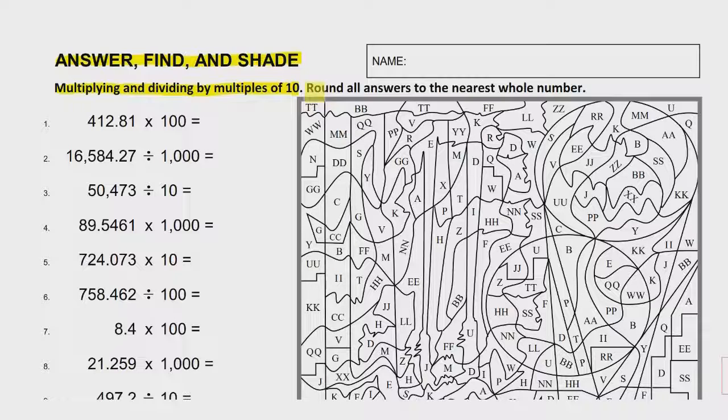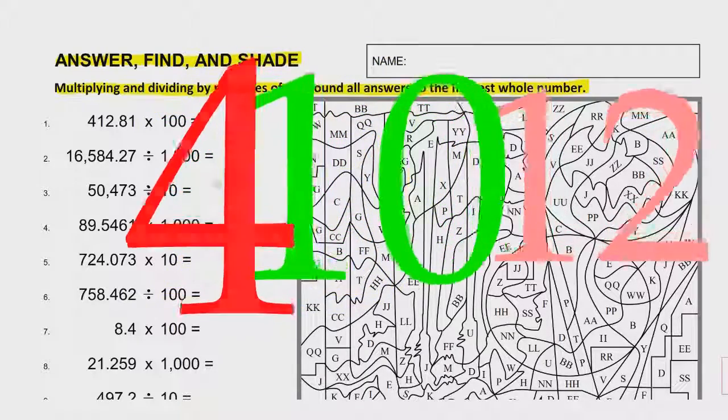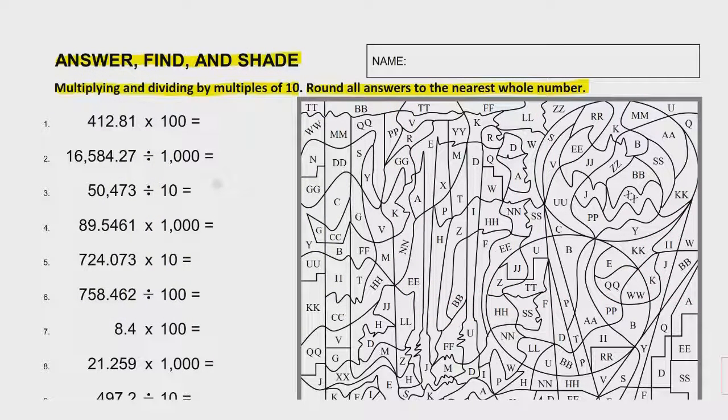And it says right here, round all answers to the nearest whole number. The nearest whole number would be like 1, 2, 3, 4, 10, 12, 15. Basically, it's anything without a decimal. So if I gave you an answer of 3.63, you would say that is approximately or about 4. So you would estimate it or round it to the nearest whole number.